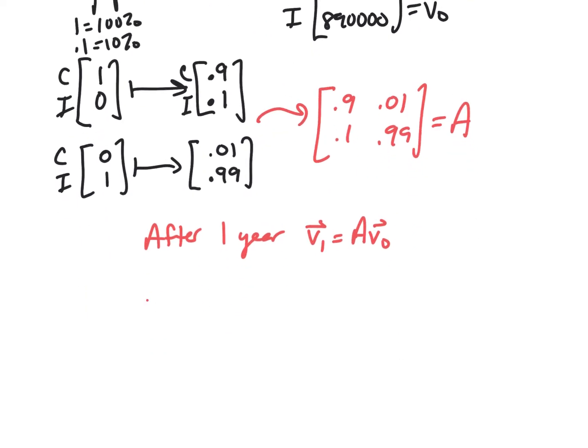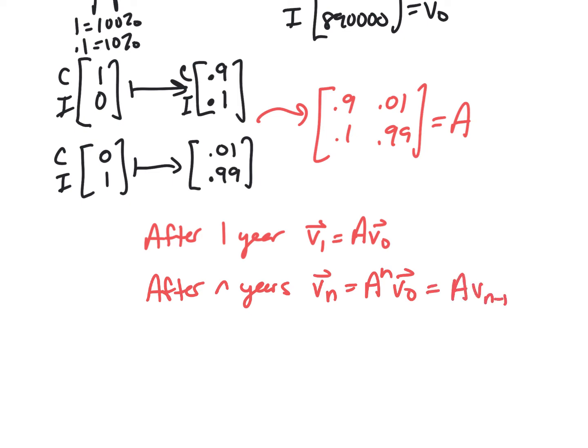And you can generalize this, of course. So after n years, you could have the vector Vn, and this would be A to the n times V naught. Or if you want to view it step by step, it would be A times V n minus 1. So you're just multiplying that matrix by the vector for the previous year, right?